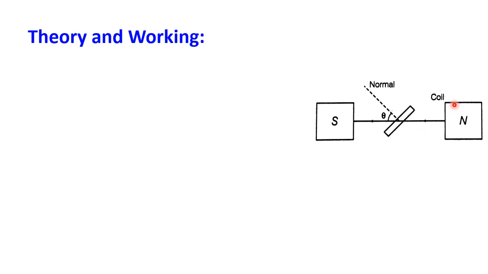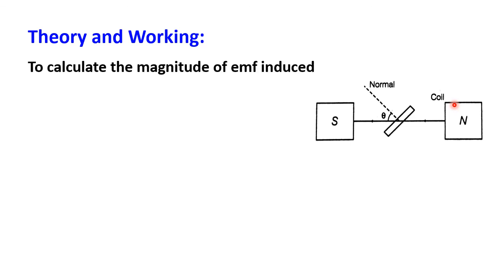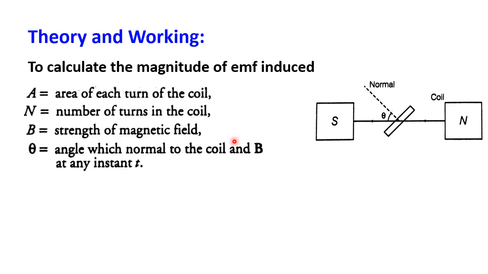To find how much EMF will be generated and what factors affect the EMF, we calculate the magnitude of EMF induced at a particular instant. Consider A as the area of the coil, N as the number of turns in the coil, B as the magnetic field strength acting on the coil, and theta as the angle at that instant with the normal to the coil. It's a very important point: this is not the angle between the plane of the coil and the magnetic field. It is the angle between the normal to the coil and the magnetic field.